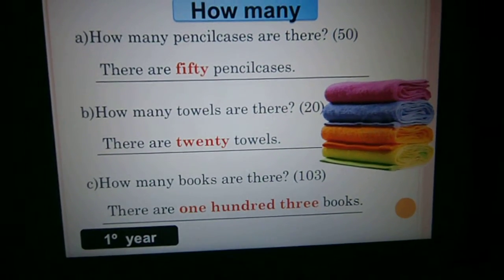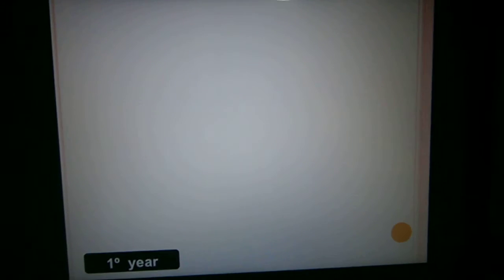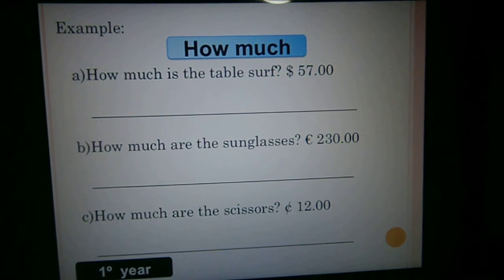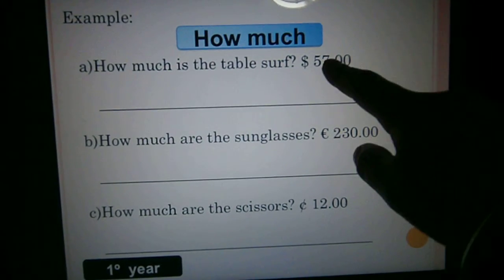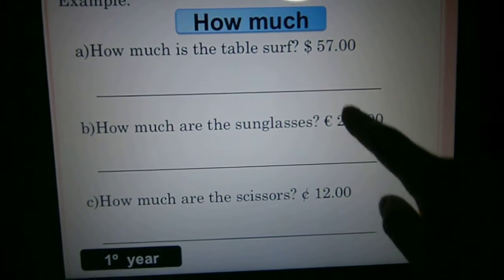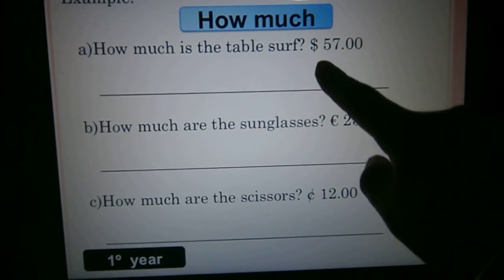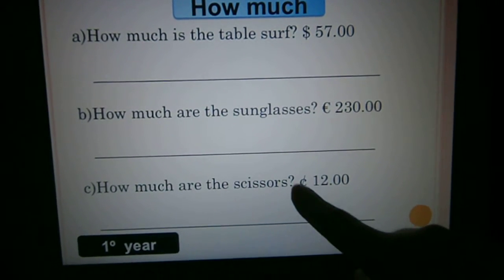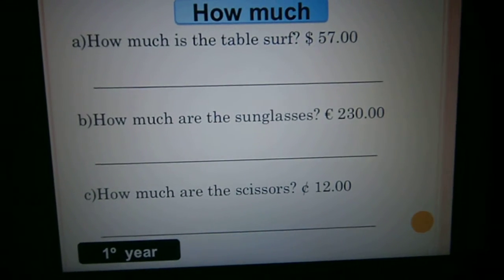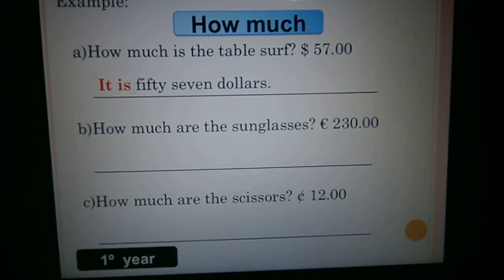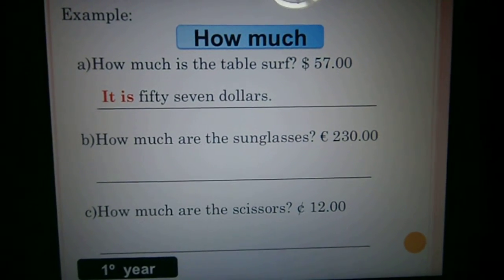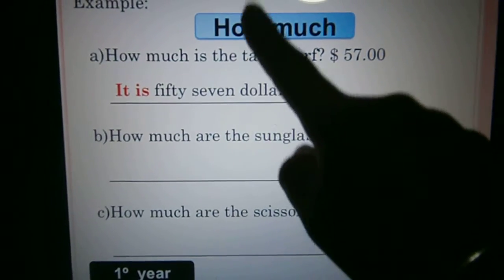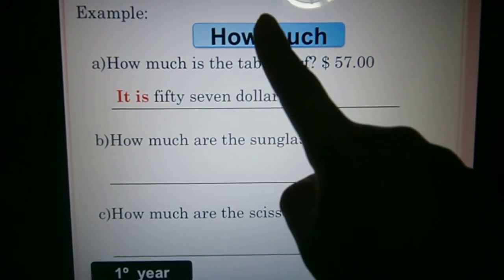There are 103 books. Next, we continue with the examples, but now using how much. Before the price that you have here, you have different symbols. This is a symbol of dollar, this is a symbol of euros, and this is a symbol of cents. For letter A, how much is the table serve? It is $57. Remember, you use is when you have only one object.